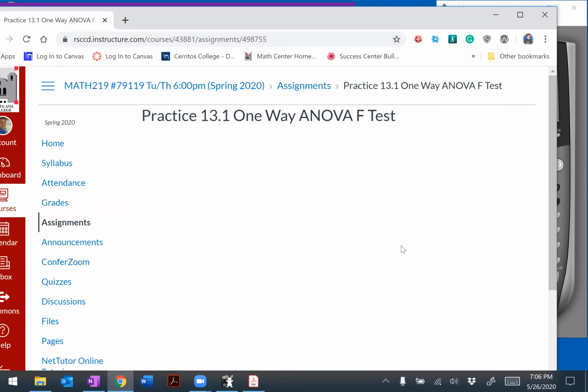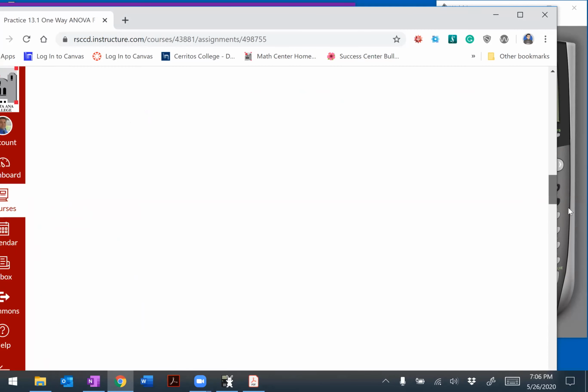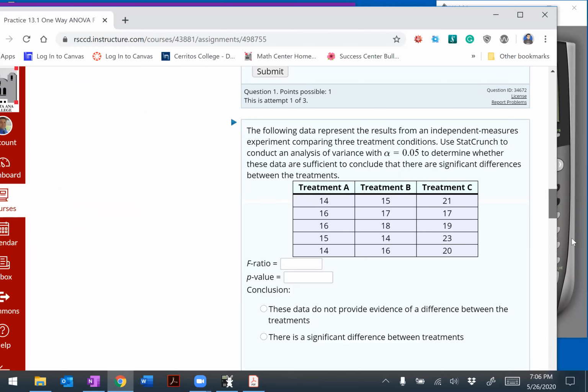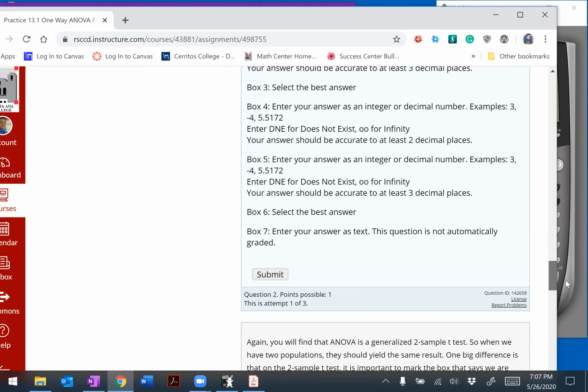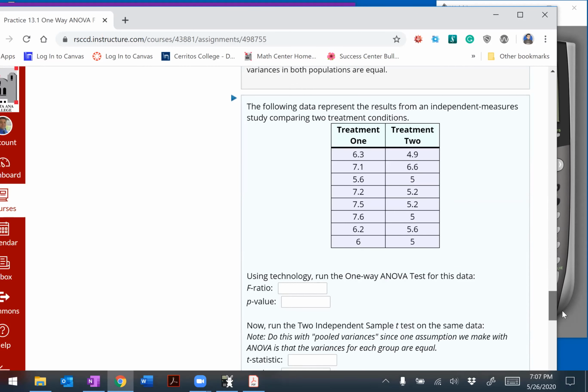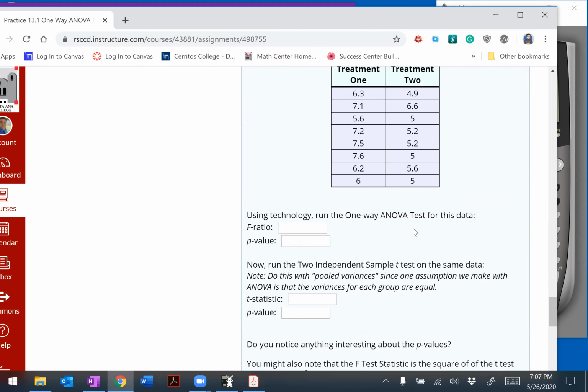Okay. So one-way ANOVA F test. I think there's only 3 questions on this one, I believe. Correct. Okay. So we want the last question here, I guess. That's question number 2. So question number 3, you plug in treatment 1, treatment 2, right? Okay, so the following represent the results from an independent measure study. Okay, this is more like using technology to run a one-way ANOVA test.